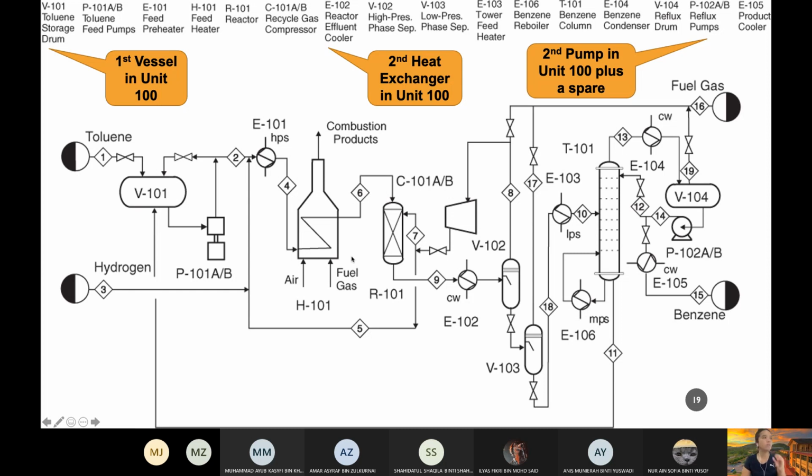Kat equipment tu pun berdekatan dengan equipment tu, kamu kena letak juga number dengan dia punya sistem number dia. Name tak payah letak vessel 103, tak letak V103, letak E106. So you have to put the number nearby to the equipment in your process flow diagram.